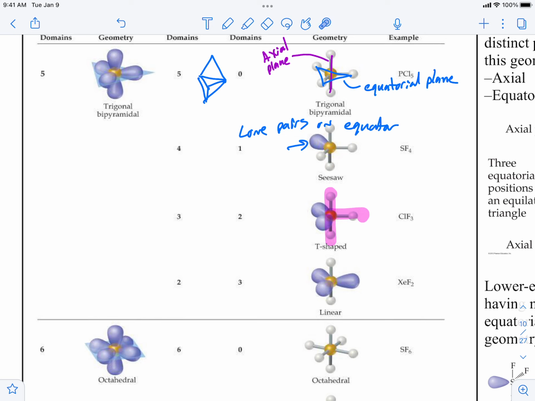If you have 5 pairs, 2 bonds with 3 lone pairs, all 3 of them will be on the equator. Okay? And your bonds are just in the linear shape. So the name of this shape becomes linear again.